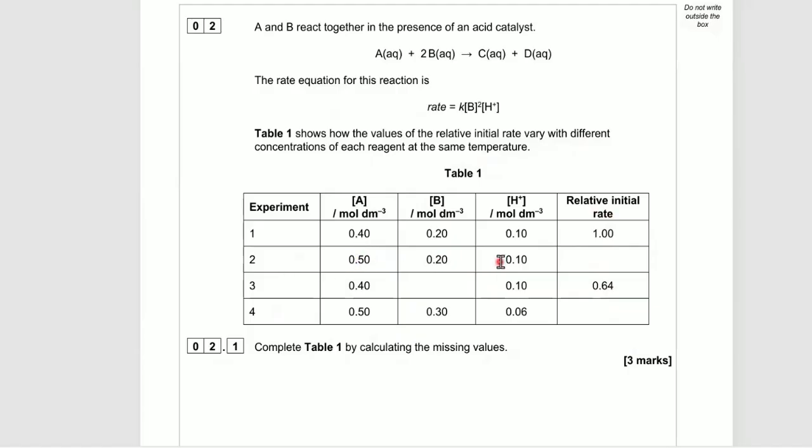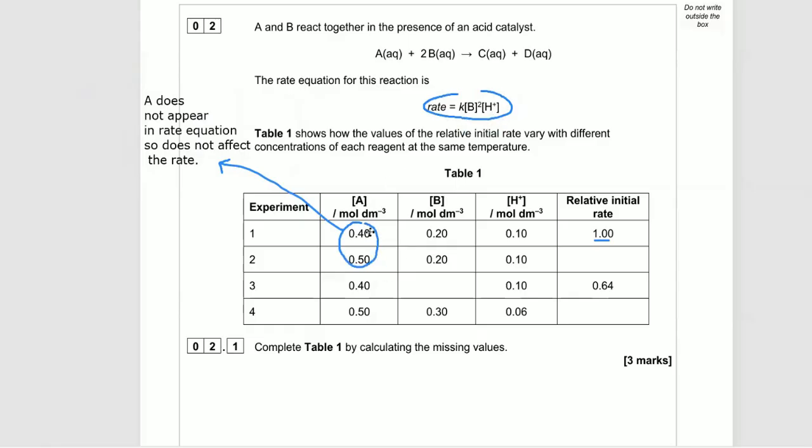So our first thing to fill out is in experiment 2. You can see we need to fill out the relative initial rate. So what do we need to do? Well, we need to look at the rate equation and see what has changed. So the relative initial rate was 1. Now we can see that B and H have stayed the same. As you would do in these experiments, you only change one reactant at a time, and the reactant they've changed is A. It's gone from 0.4 mole per decimeter cubed to 0.5 mole per decimeter cubed.